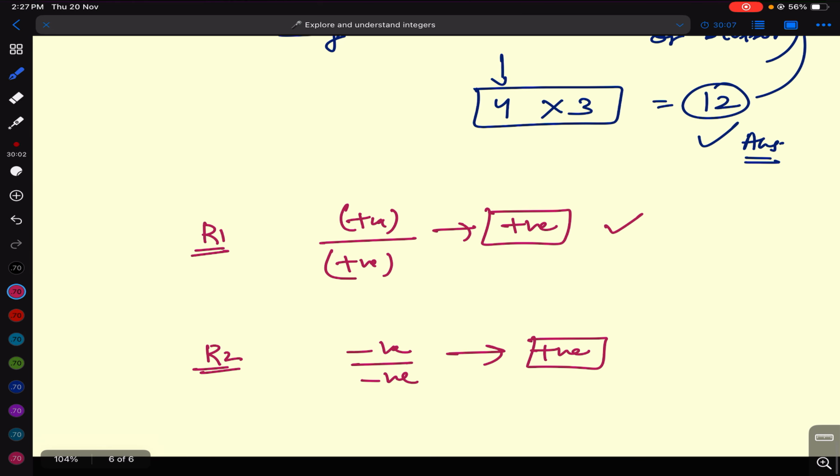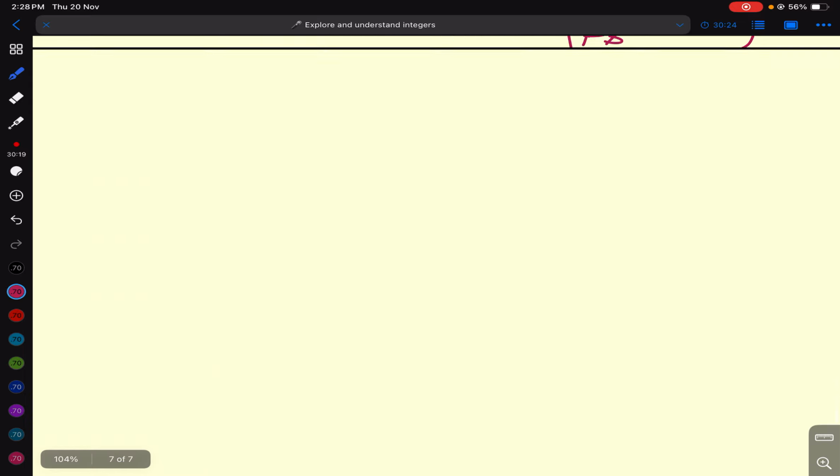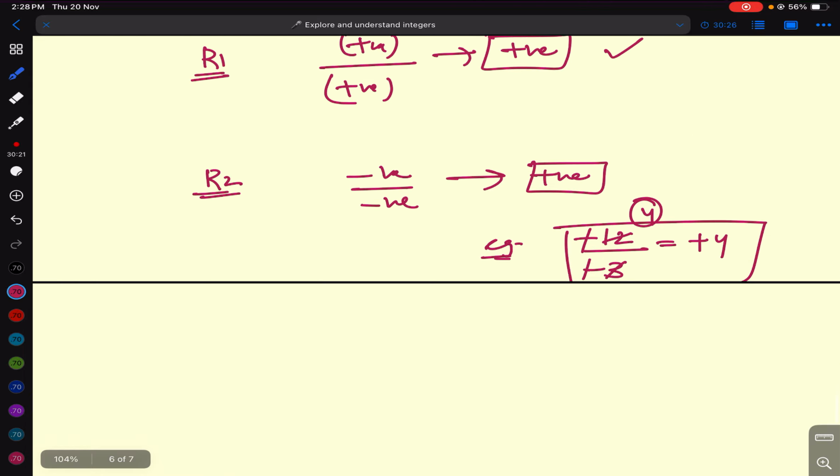I'll give you the example. Let's say instead of 12 it is negative 12, and instead of 3 it is negative 3. So what are you going to get in this case? Positive 4. Because the negative is going to cancel out and 3 divides 12 as 4. So your answer will still be positive.